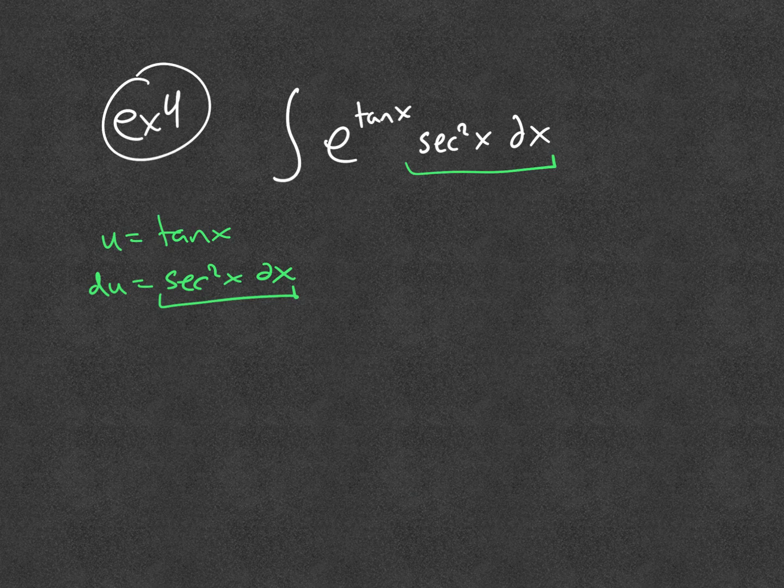So we get the integral of e to the u du. e to the tan x is u, so e to the u. Secant squared x dx is du. Well, the integral of e to the u is itself plus c, and so then I just get e to the tan x plus c.